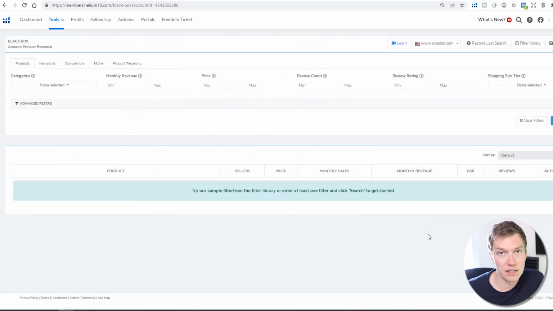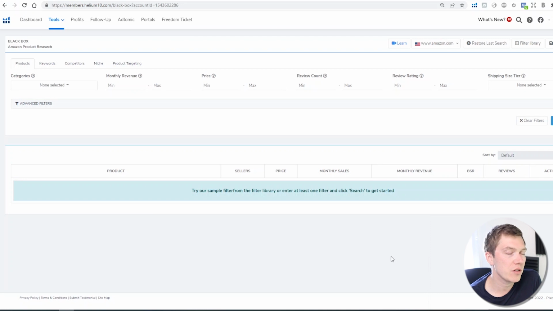Now, what Black Box essentially does is act like a really clever search engine of every single product on Amazon. So it's a bit like Google of the Amazon world. And it basically will allow you to search using very specific criteria, such as price point, revenue, reviews, and tons more, which we'll run through in a moment. And then once you've selected that criteria, Helium 10 will show you all of the products that fit what you're searching for, which should, in theory, show you lots of product ideas that could be sold on Amazon.